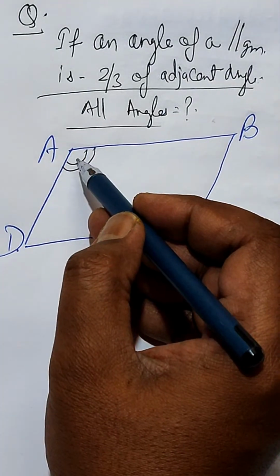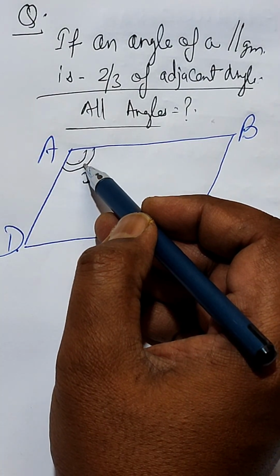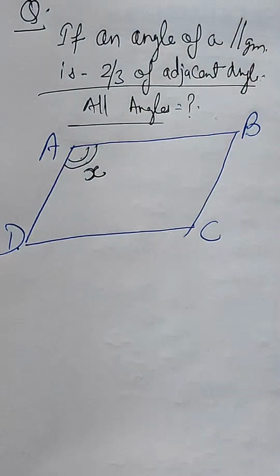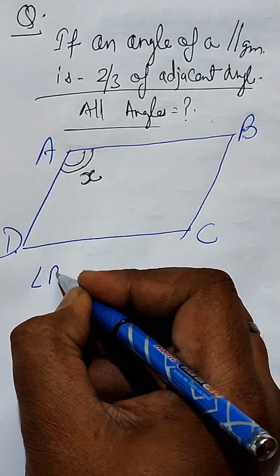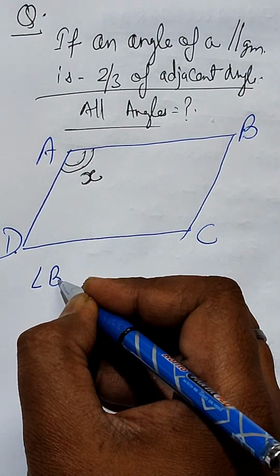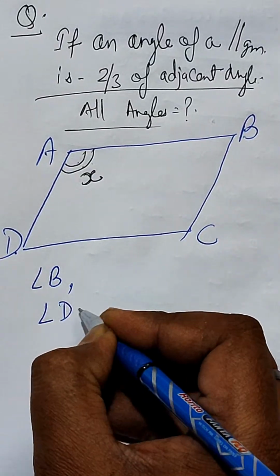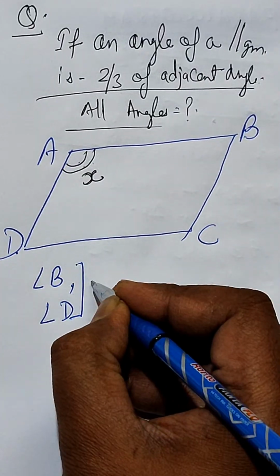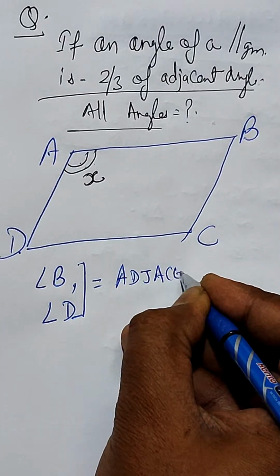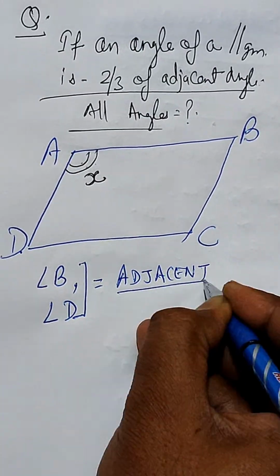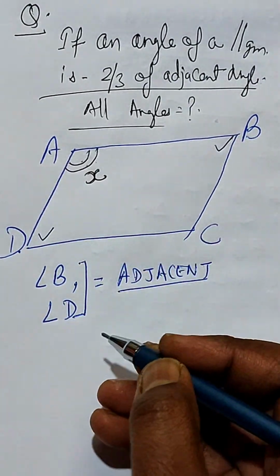If this angle is x, then there will be two adjacent angles. You can see angle B and angle D, both of these angles are adjacent. Even this angle is adjacent and this is adjacent, right?